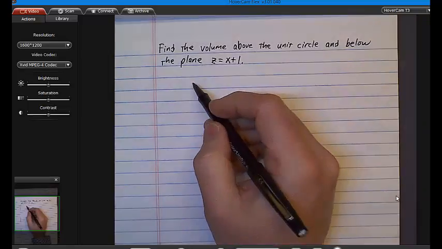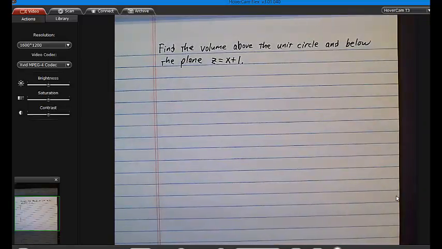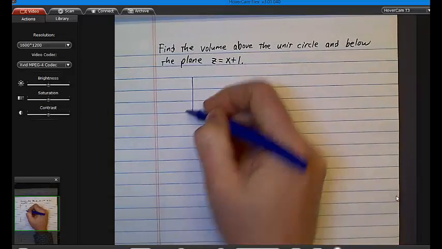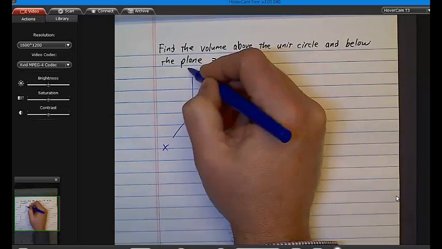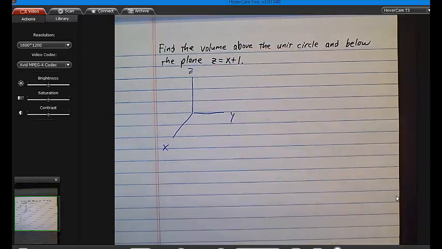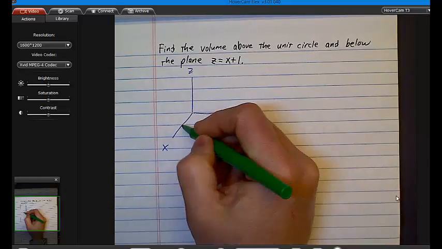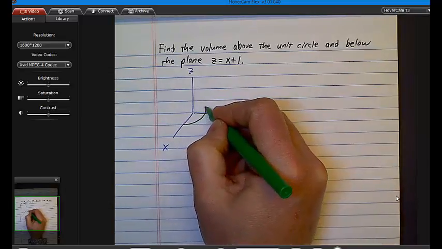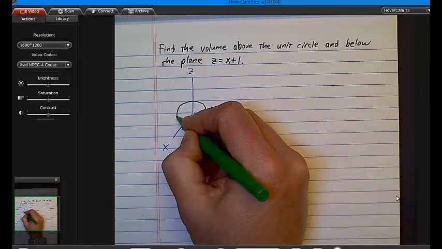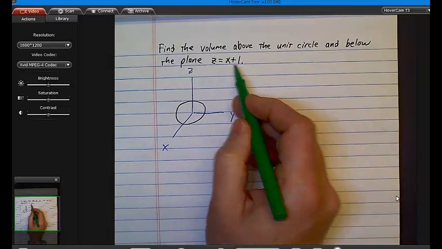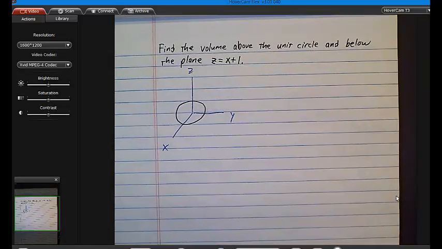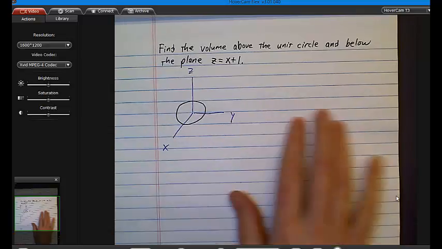Let me draw 3 space for a minute. Here's x, here's y, here's z. My unit circle, so my region R, I'm telling you is this, the unit circle right there in the xy plane. Now what does this plane look like? z equals x plus 1. This is what the book called a cylinder, because we don't care what y equals.